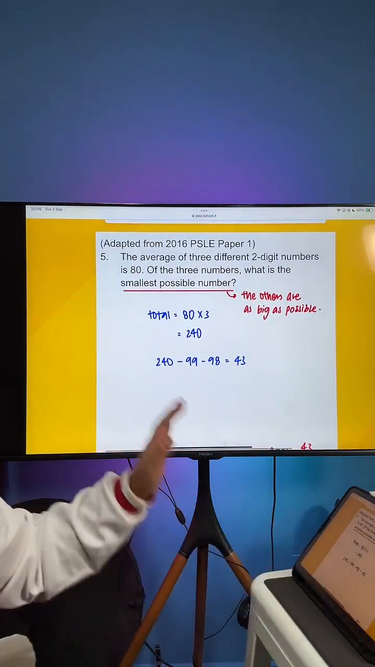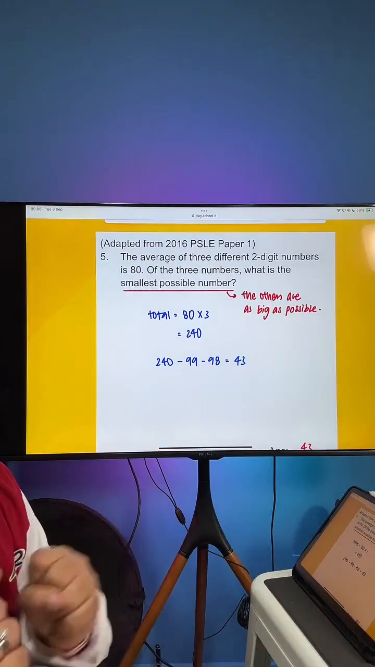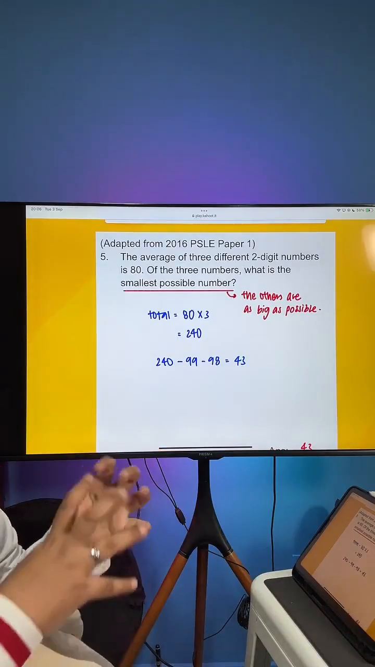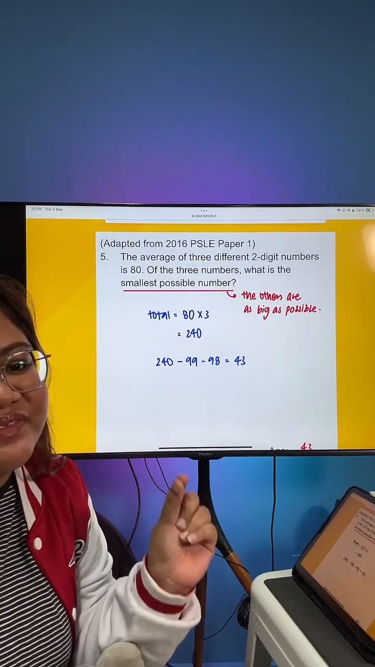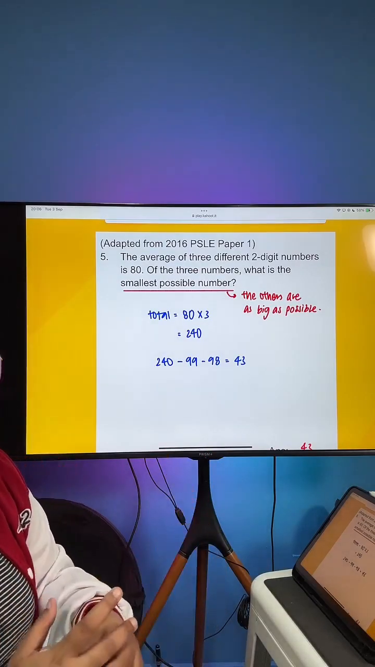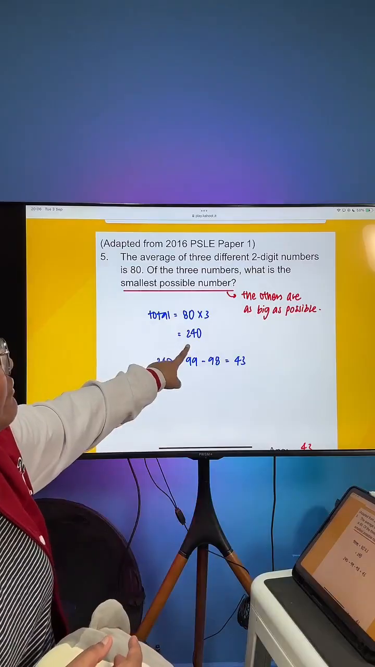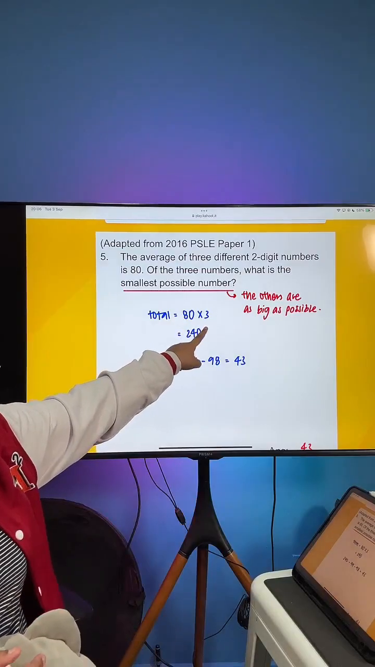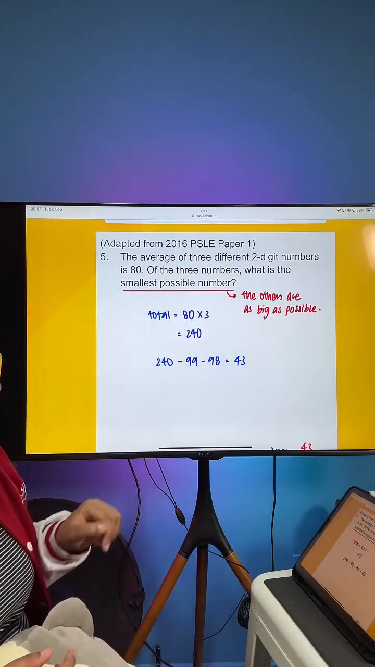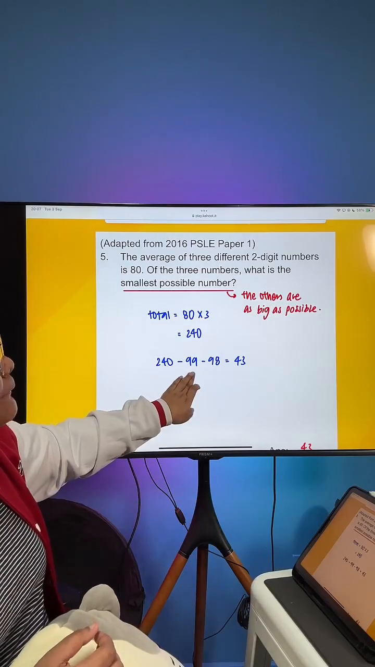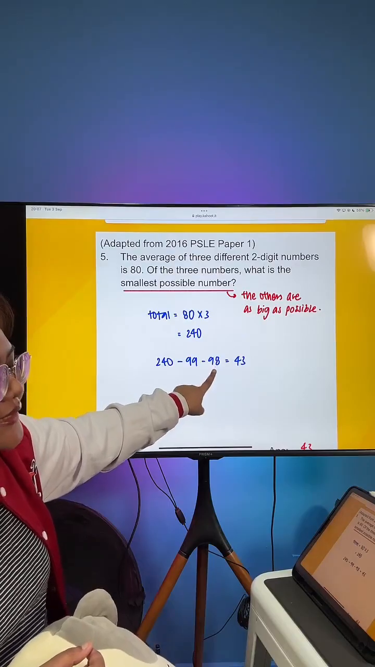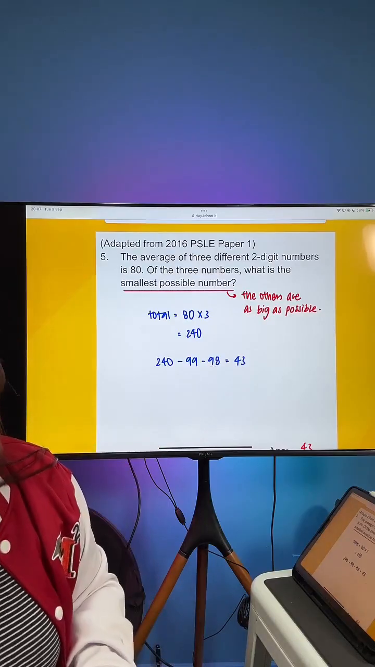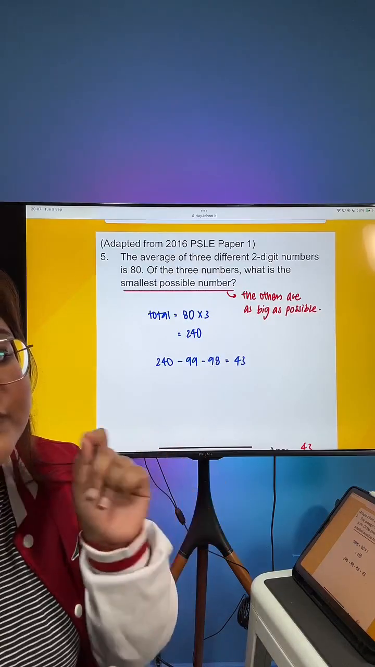That's because if I want one of the numbers to be very, very small, the rest must be very, very big. Take up as much as possible so that the balance is very tiny. So, if you find a total of 240, that's because we have 80 times 3, average times number, we will get 240. We minus the biggest 2-digit number possible, and then the second biggest 2-digit number possible. Okay, because they have to be different.